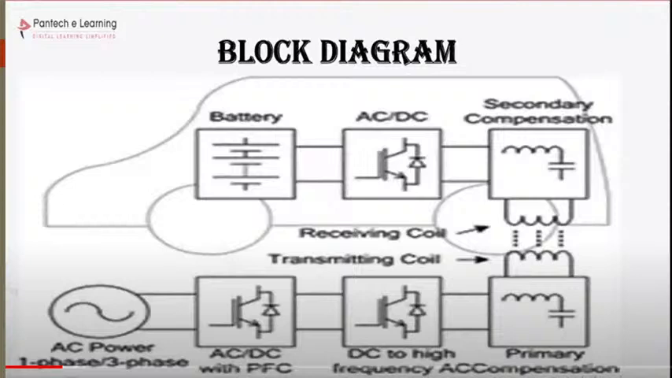This is the block diagram we will see. It is an AC power source, and it will convert AC to DC with PFC. Then from DC to high frequency. This is the primary and this is the secondary compensation, and it will convert DC to AC to DC. Why? Because the battery stores in DC. This is the receiving coil, and this is the transmitting coil.